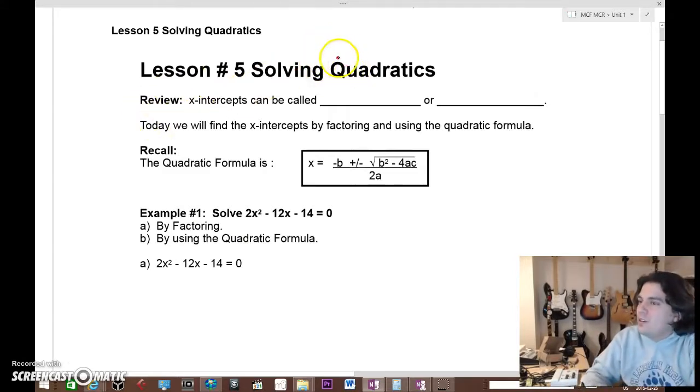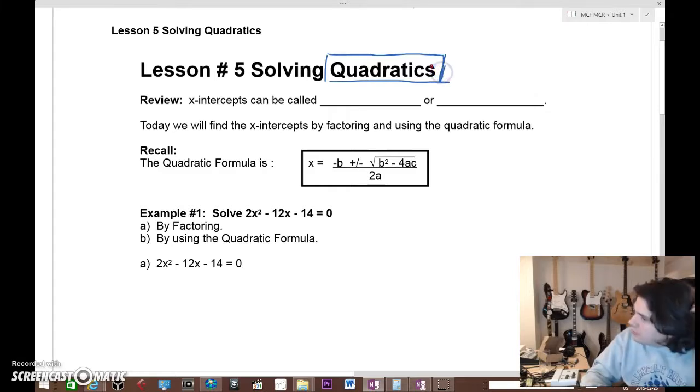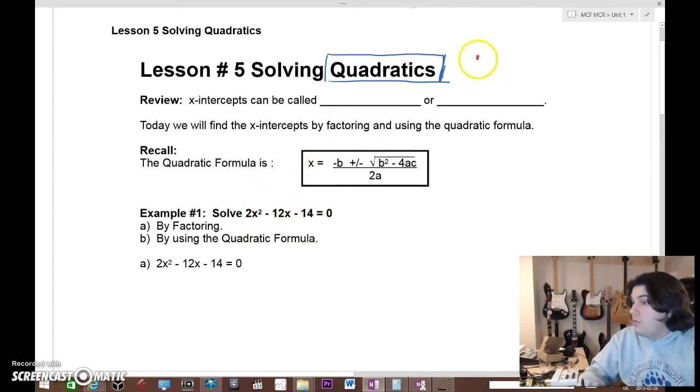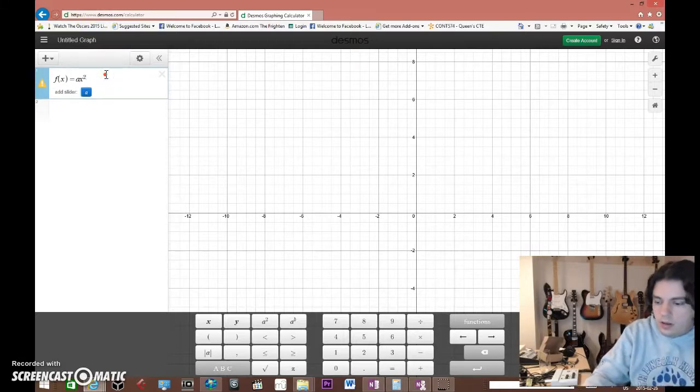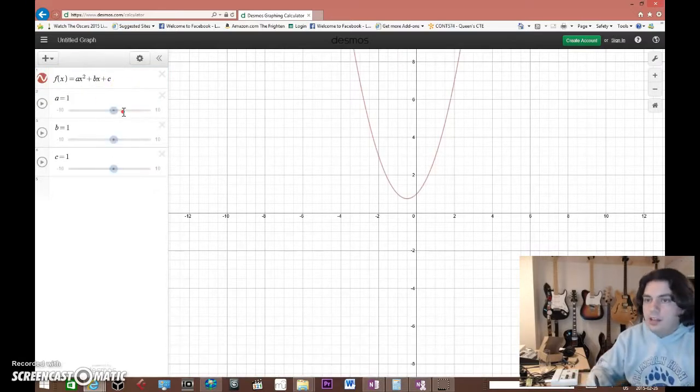Today's lesson is on solving quadratics. Before we go too far, a quadratic is just another term for a parabolic function, a parabola written out in standard form. Specifically, it's any function of the type ax squared plus bx plus c. And we've seen lots like this.